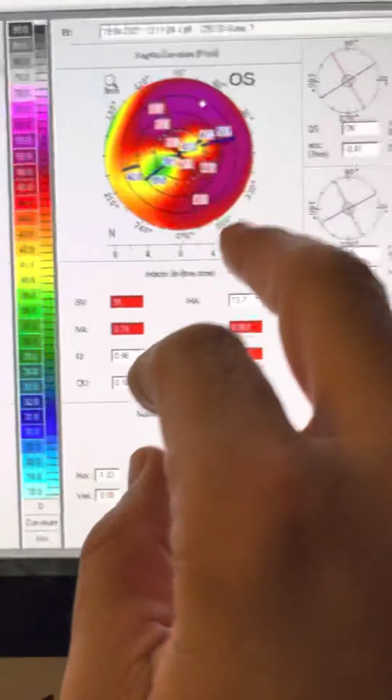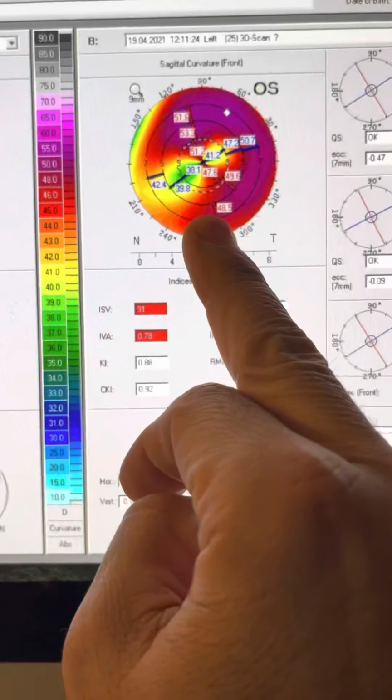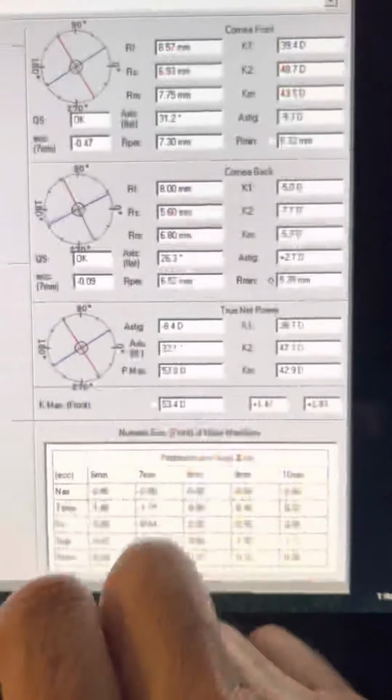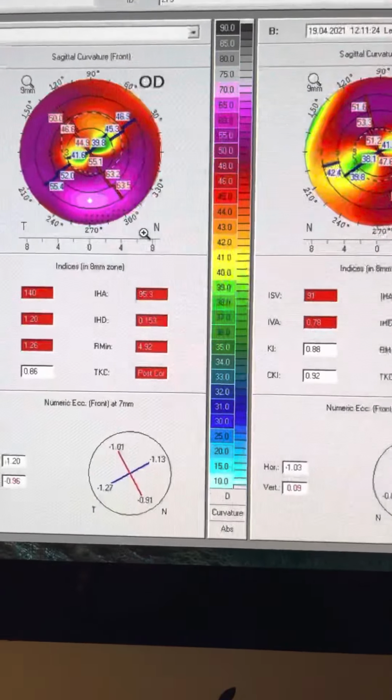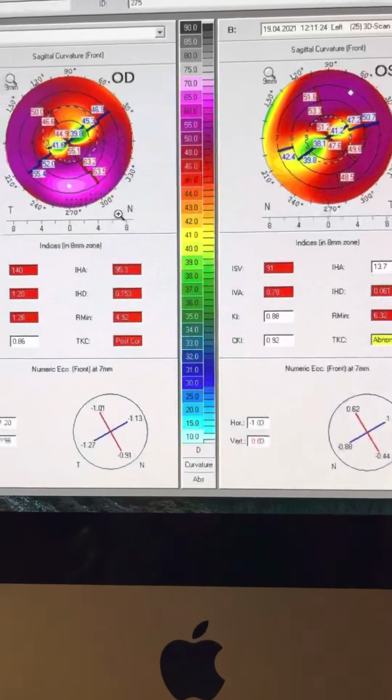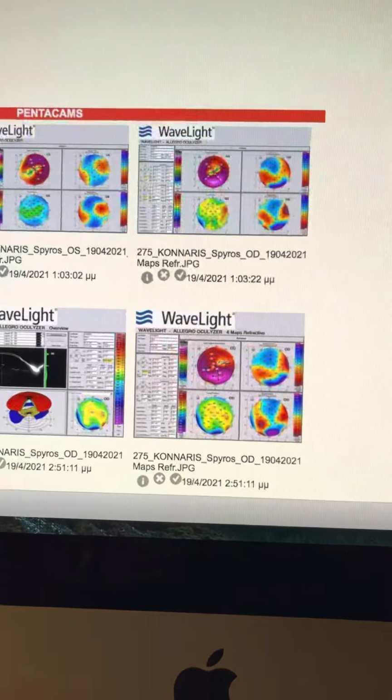And the left eye has a different picture, has regular central astigmatism of 9.3 Diopters. So we have within the same patient two different manifestations of post-PK astigmatism. We know automatically that the patient is an eye rubber.